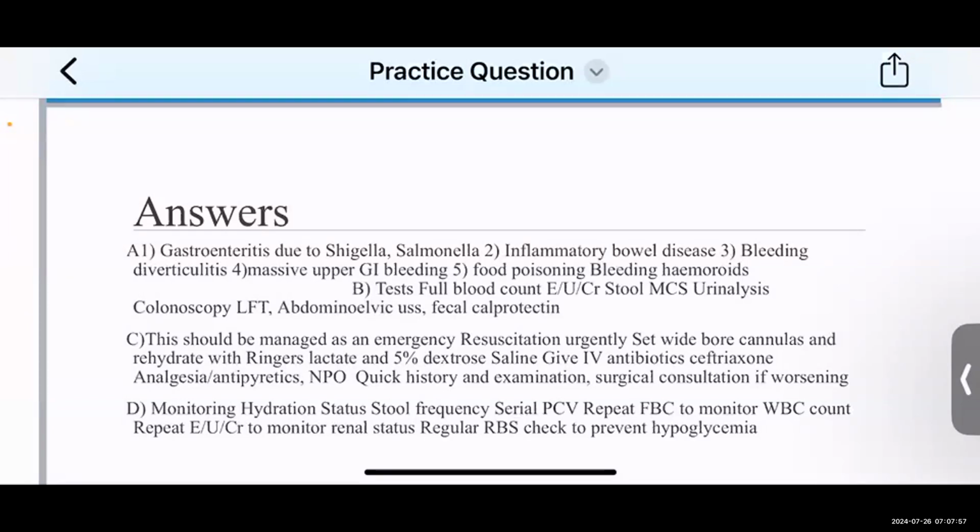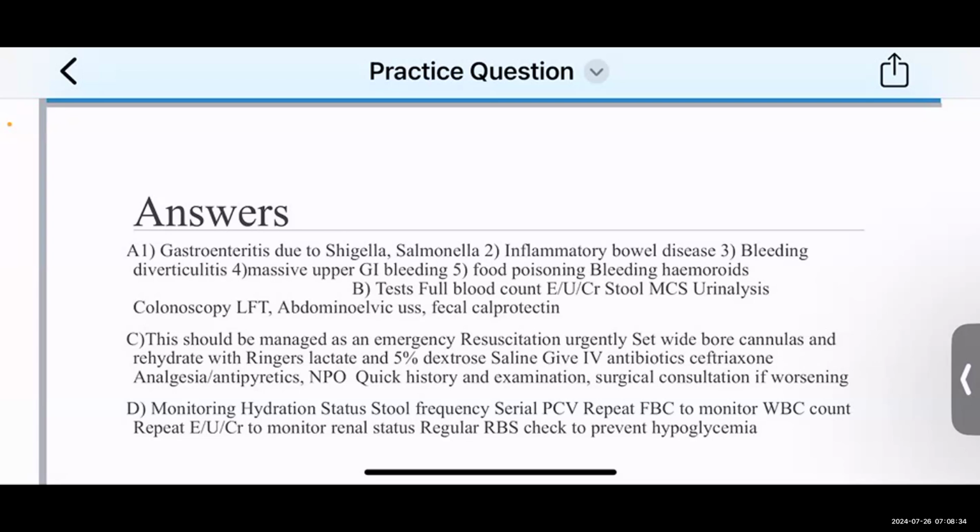The tests I would like to do for this patient, as this patient is presenting with fever: I would like to do a full blood count to assess the white blood cell count, and then an urgent PCV from that full blood count because of the blood-stained DRE. I would like to do electrolytes, urea and creatinine to assess for renal function and electrolyte derangement. Stool MCS to know what exact organism is causing this diarrhea in this patient. A urinalysis also to assess the kidney function of the patient.